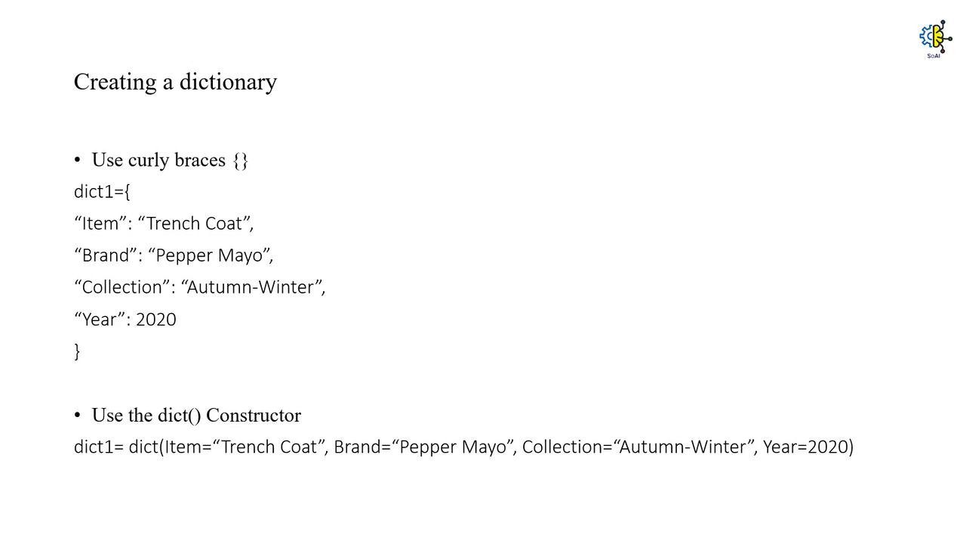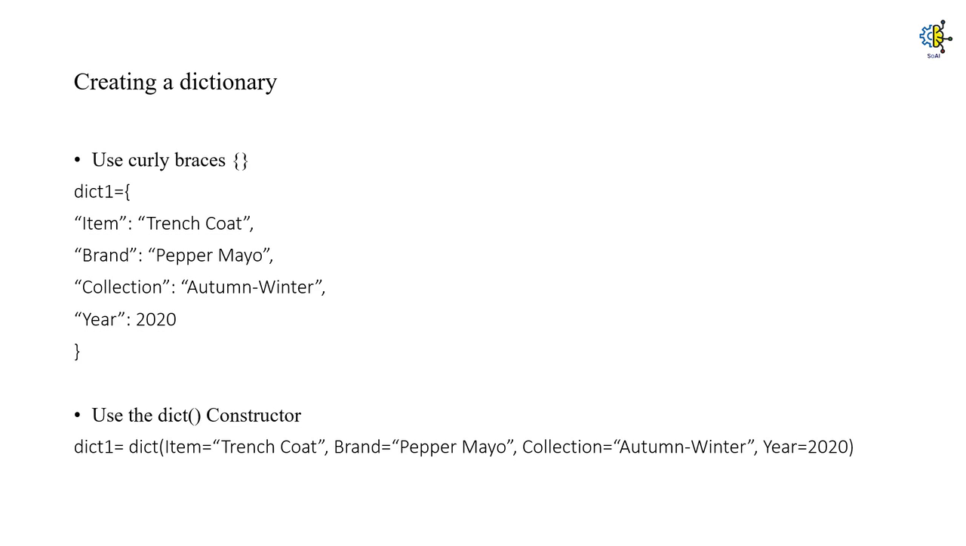Now, in order to create a dictionary, you can either use curly braces. As shown in the first example, we are creating a dictionary called dict1, and within curly braces, I have specified all the key value pairs which are to be stored within the dictionary. So, the first key value pair is item whose value is trench coat. Similarly, brand whose value is pepper mayo. Similarly, collection whose value is autumn winter, and year whose value is 2020.